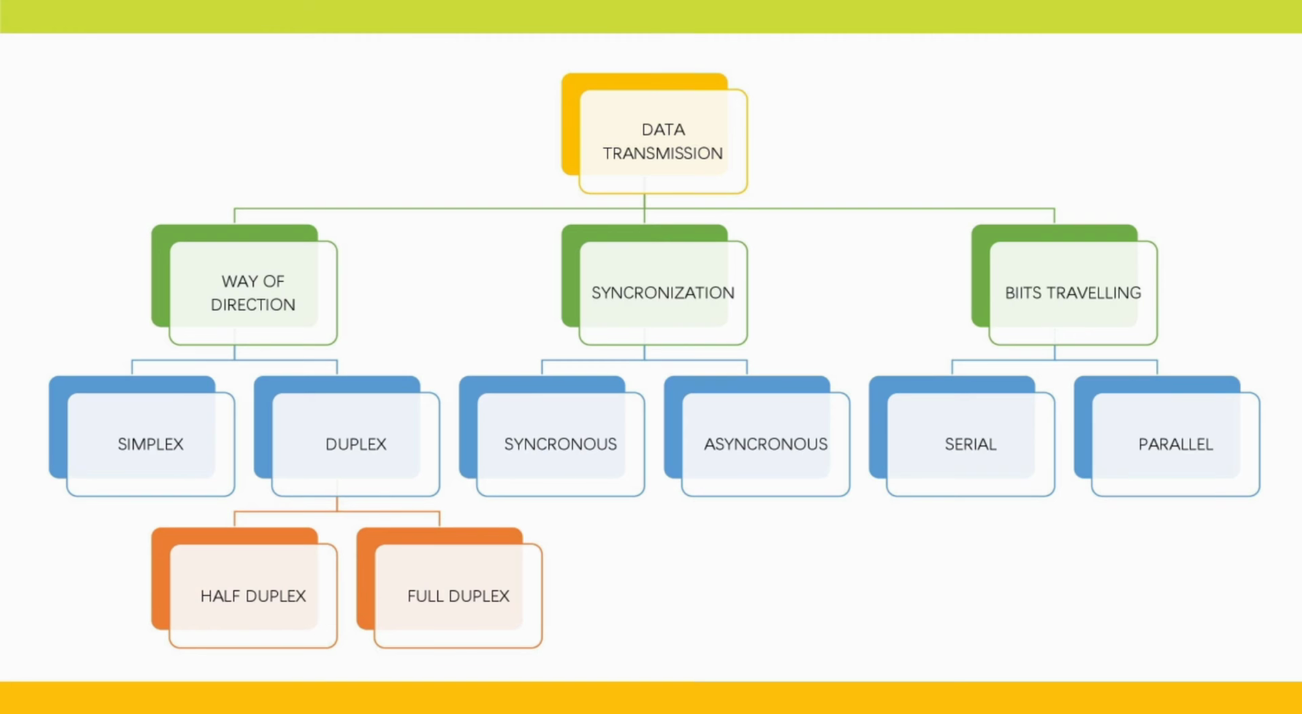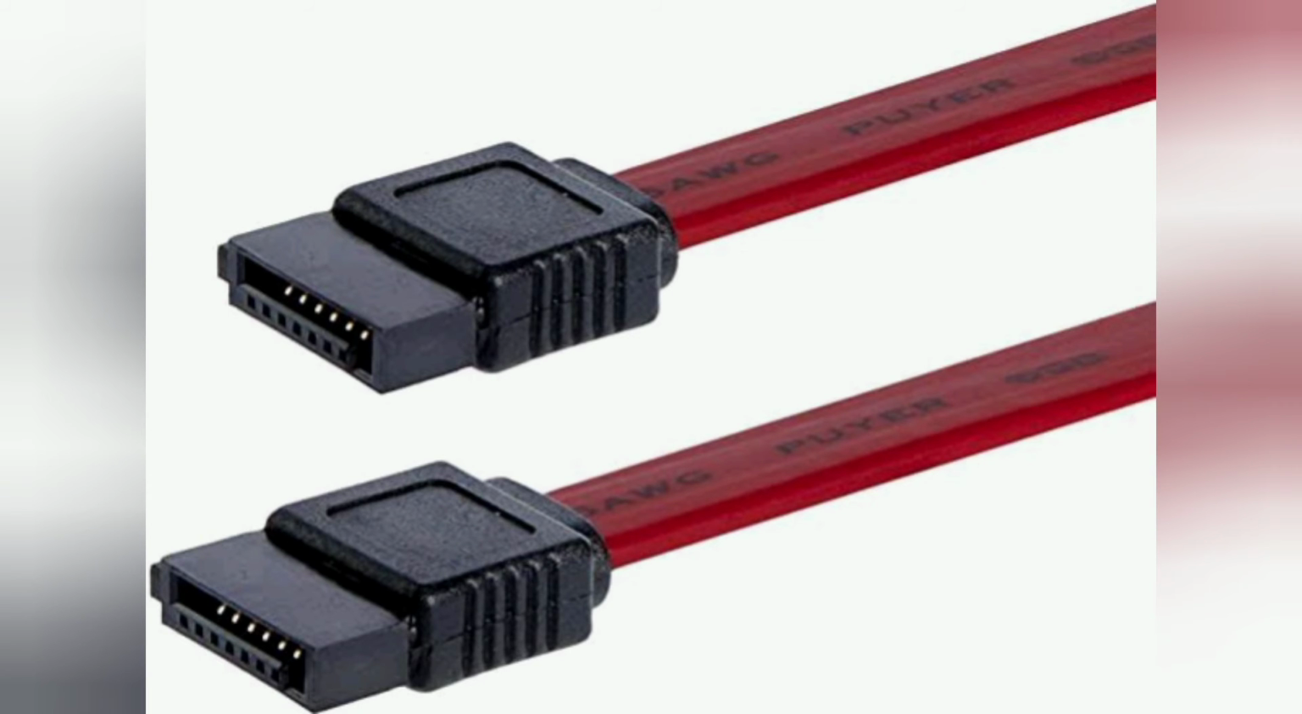In serial communication, bits travel in a queue, one by one. An example is the SATA port. For example, suppose we have data in a row, 10101. If this data travels in serial communication, first the one travels from one device to another, then the zero goes, and then one, again zero, then again one. Okay, so that was serial.